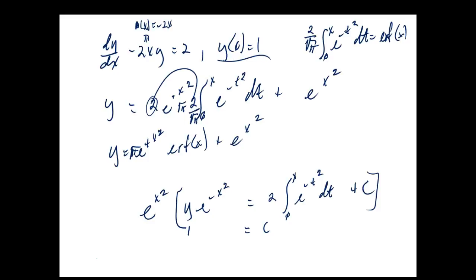They don't do that, but you could have. Yes, they did. They did do that, ultimately. They had this, and they wrote it the other way. Okay. e to the x squared times, I think they put the 1 in front, 1 plus root pi erf of x.